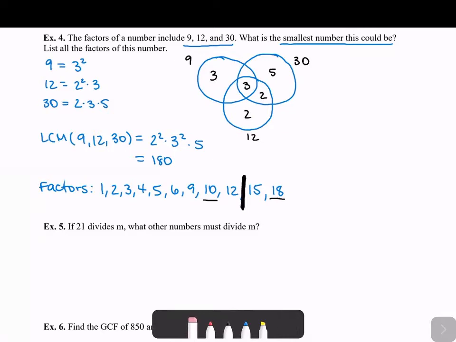So let me rewrite this a bit. So 12 times 15 is 180, and then 10 times 18 is 180. And then we can just divide 180 by these numbers. So for example, 180 divided by 12 is 15, 180 divided by 10 is 18, 180 divided by 9 is 20, 180 divided by 6 is 30, 180 divided by 5 is 36, 180 divided by 4 is 45, divided by 3 is 60, divided by 2 is 90, and then we just get 180 as the last thing in the list.